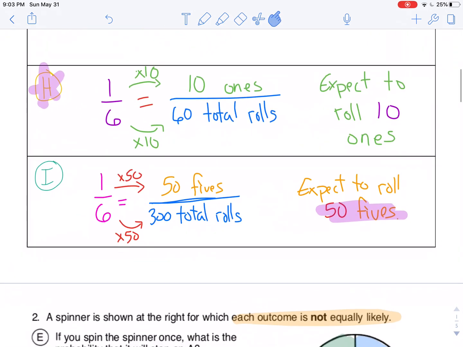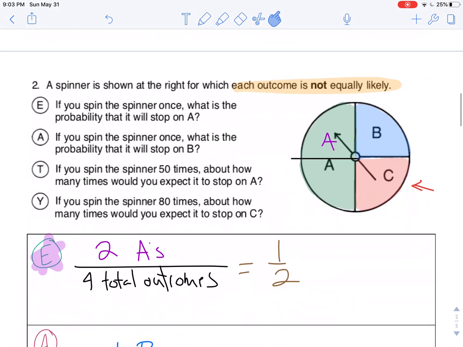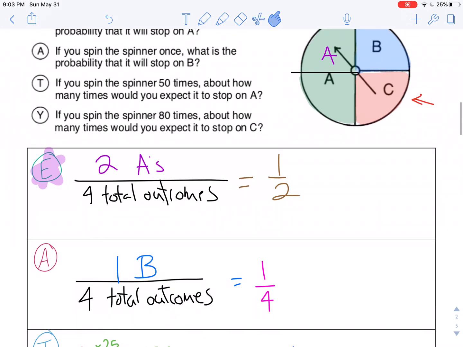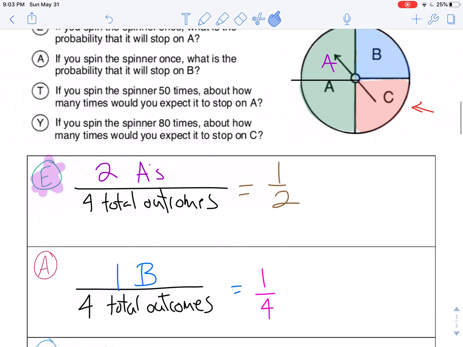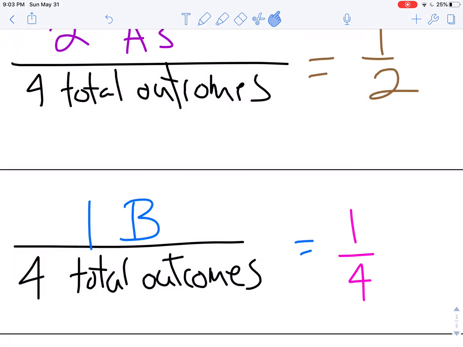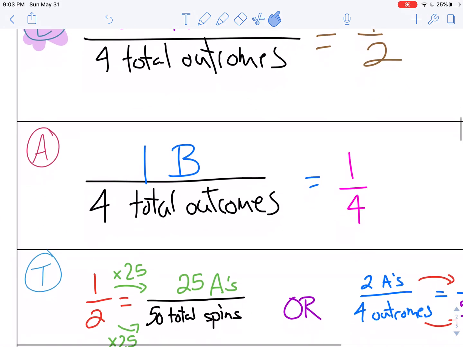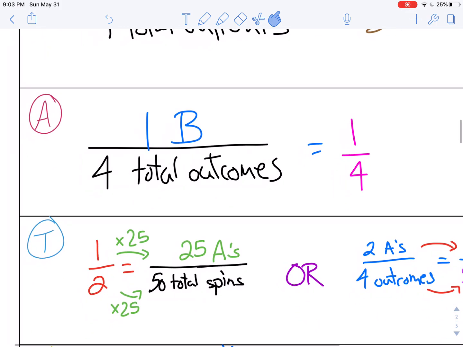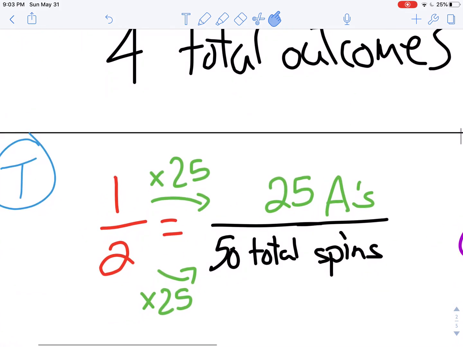All right, the next one, we did problem E. Problem A says B, so there's 1 B out of 4 total outcomes. That's just a fraction, 1/4. All right, the next one says, what about if you wanted to spin it 50 times? How many times would you get an A? Well, the first thing you could say is that A's make up half of the spinner, so you should get half of the 50 total spins to land on A. That is absolutely one great way to do it.